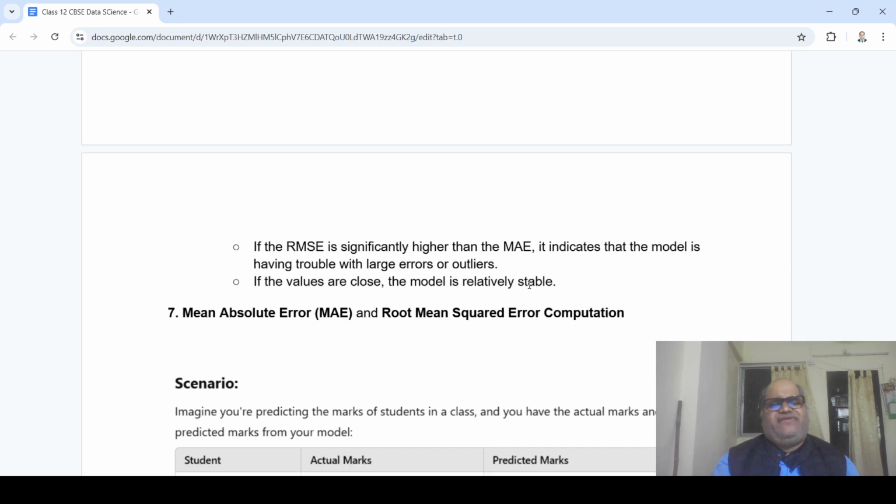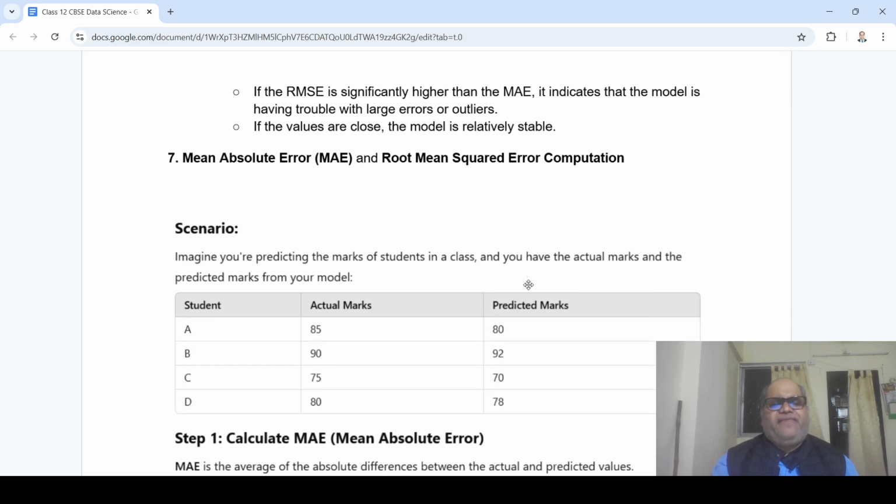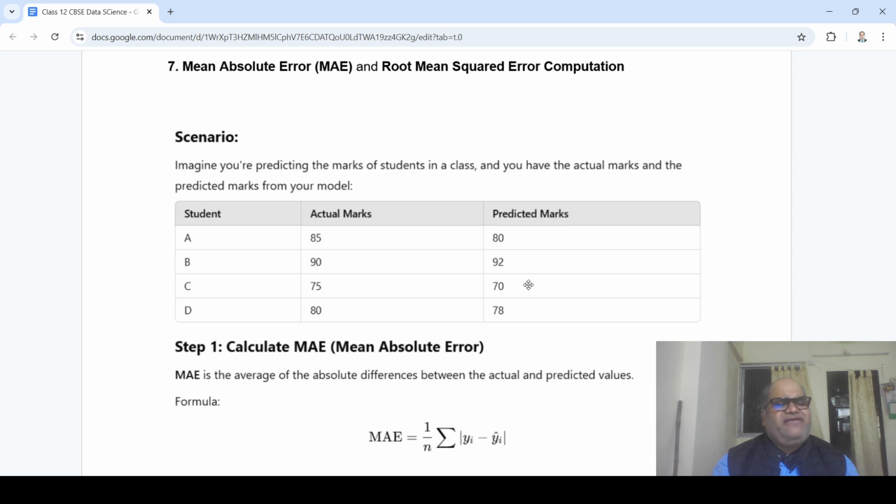Again, RMSE is significantly higher than MAE, right? Given the nature, we also saw it. So we'll take one simple example, say for a set of students, where they have got some marks, and based on a number of study hours, you have got a model to predict it. Y is equal to mx plus c kind of.